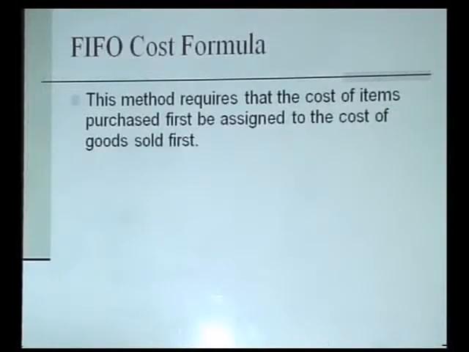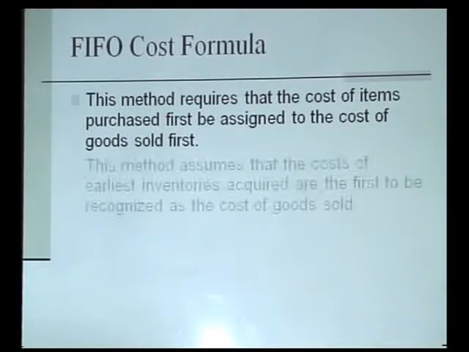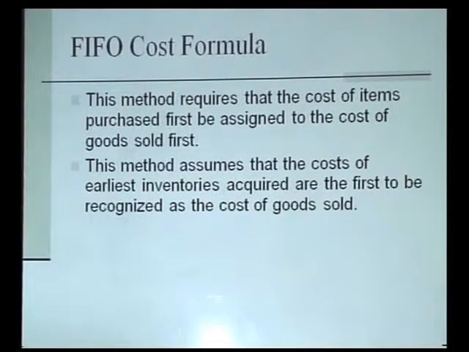FIFO method, that is a recommended method. This method requires that the cost of items purchased first be assigned to the cost of goods sold first. This method assumes that the cost of the earliest inventories acquired are the first to be recognized as the cost of goods sold.